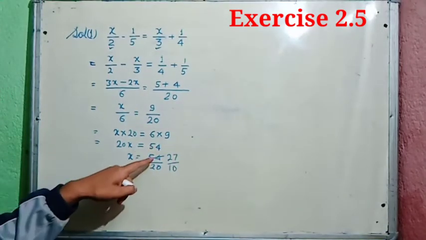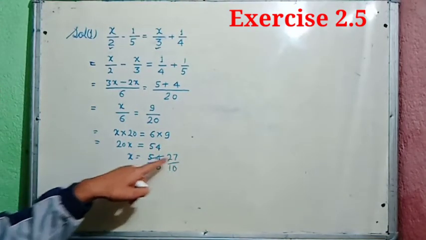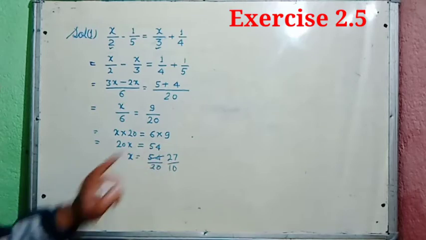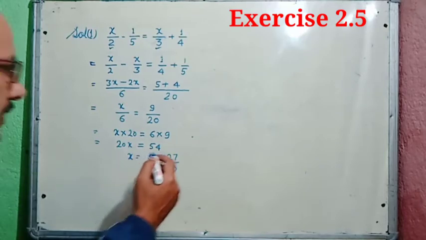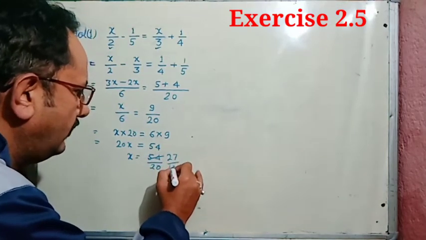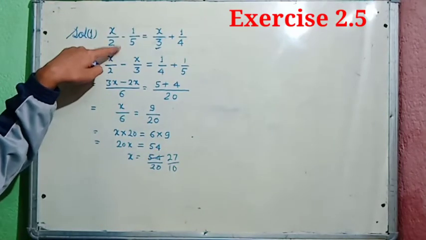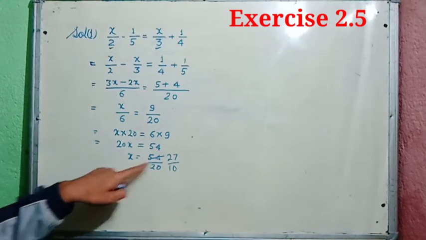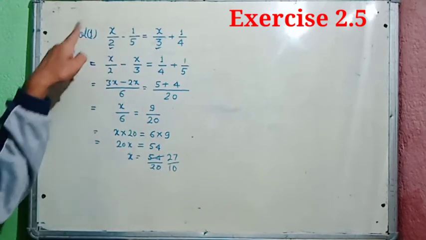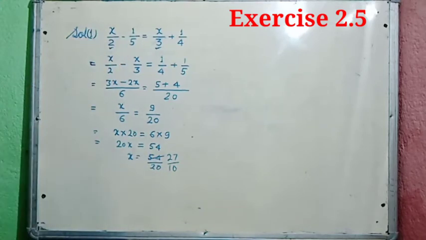Now it can cancel by 2. 2 27s are 54 and 2 10s are 20. Now our answer is 27 upon 10. It is the required solution for this given linear equation. If you will put this value over here, then you will get both sides will be same in this condition.